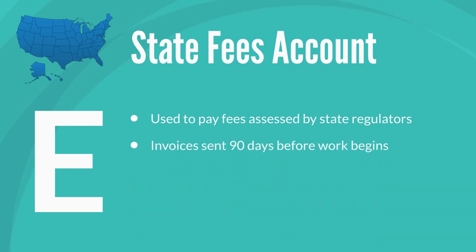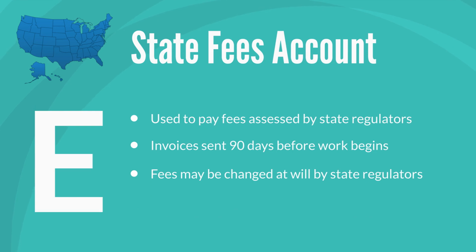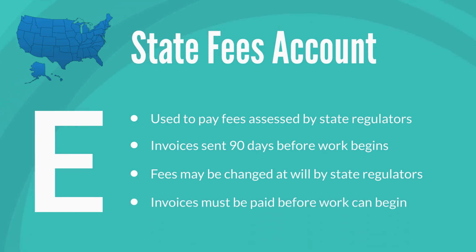We invoice for state fees 90 days before work on a particular task begins. This ensures that money to pay the state fees is available, so your project is not delayed unnecessarily. The amount invoiced is based on our knowledge of current state fees. Please be aware, however, that regulators may change fees at any time and without prior notice. Fee amounts should always be regarded as an estimate. You must pay the state fee invoice before ILSA can begin work on your project.